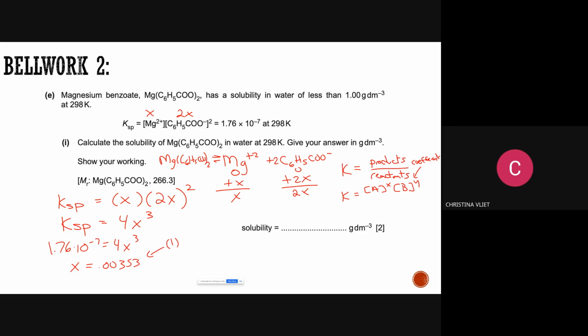grams. So this is mole per dm cubed. And then to change to grams, you would do 1 mole is its molar mass. Molar mass here is 266.3, which you have to multiply. That's what cancels the moles. Or just use the formula, multiply by the molar mass. And your final solubility was 0.94. If you got 0.94 or 0.940, you got the answer correct here.